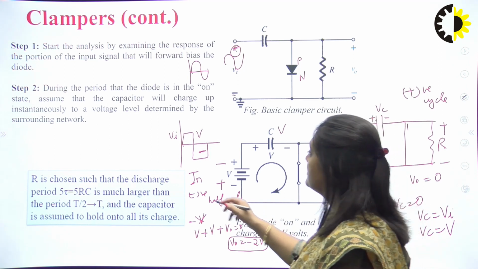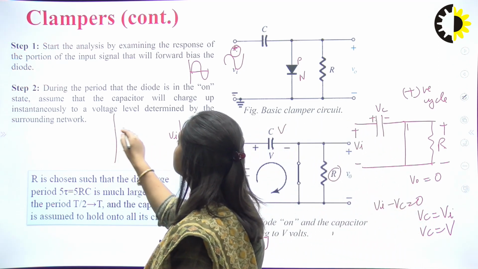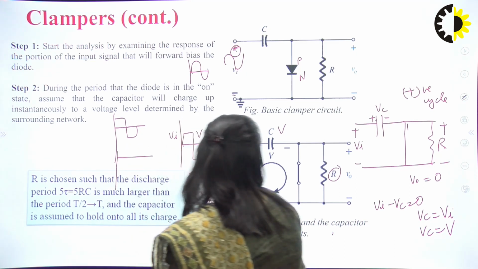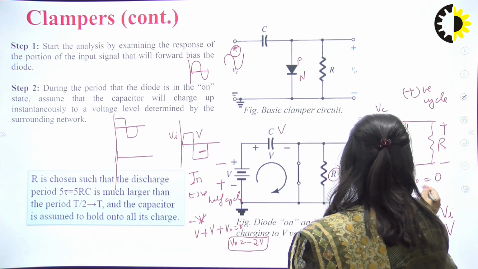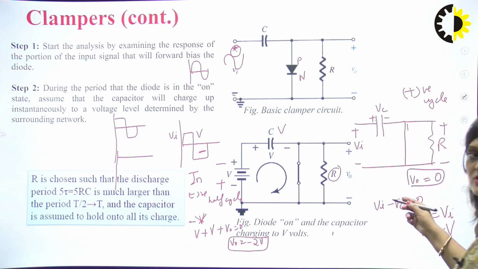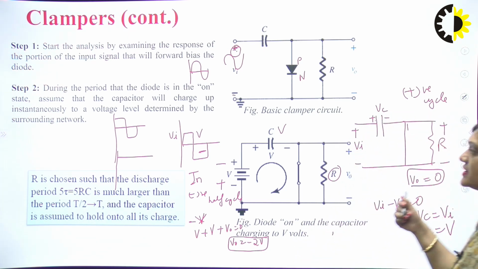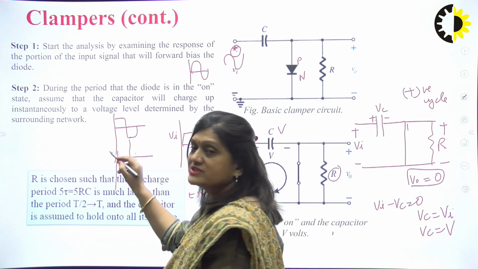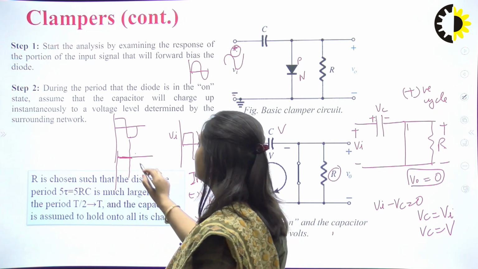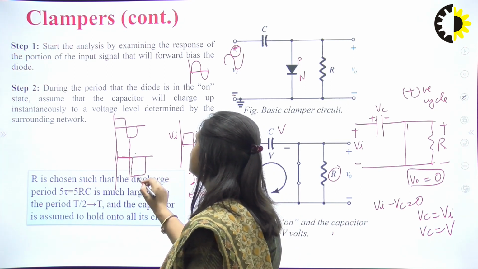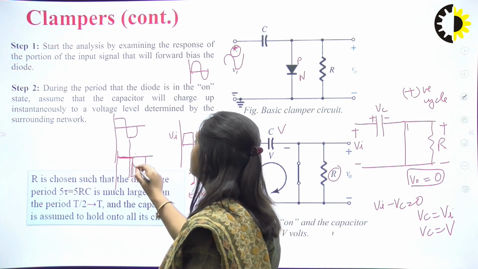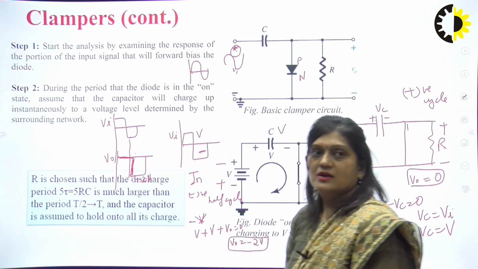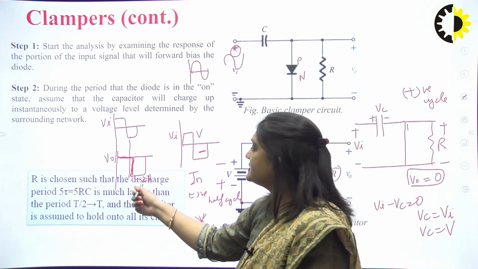So here if we draw the diagram, we will find this was our input, and for our output we have seen for positive half cycle we were getting V naught equal to 0. So there will be 0 output in positive half cycle, and in negative half cycle we are getting minus 2V. So this is our output and this is our input. So in the negative half we are getting the minus 2V.